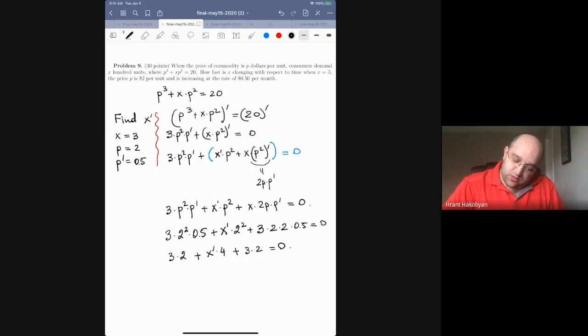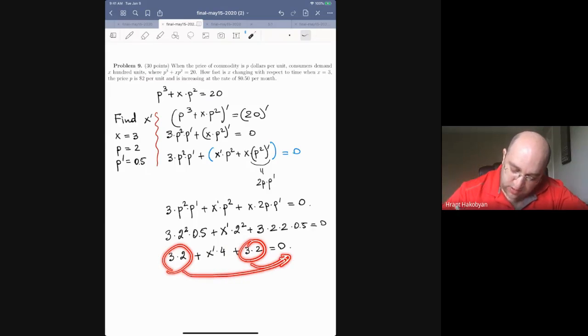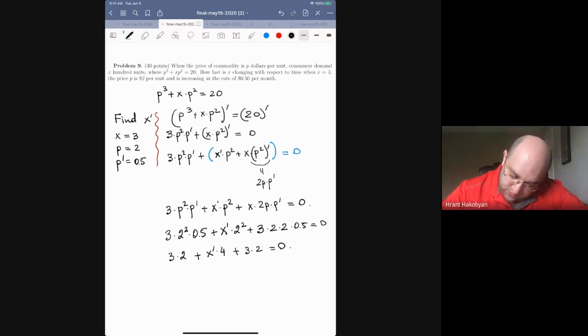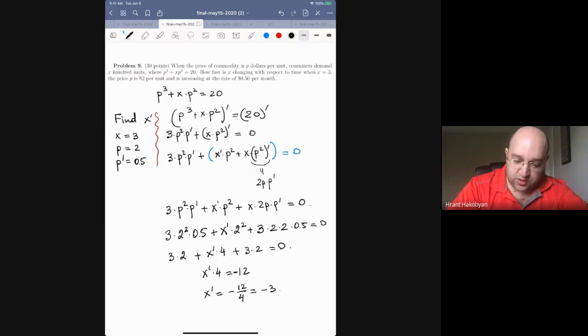Okay. So it's going to give me 6 and 6. If I keep x prime times 4 on this side and move this 6 and this 6 to the other side, I'm going to get that x prime times 4 is equal to 12. 6 plus 6 is 12. So x prime, actually negative 12. So x prime is equal to negative 12 divided by 4, which is negative 3. Okay, and that's my answer.